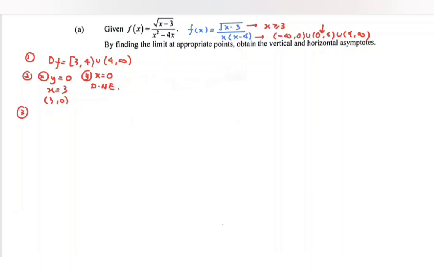Step number 3, focus on the vertical asymptote. Here we are focusing on when x is equal to 3 and also x is equal to 4. So, the limit when x approaches 3 from the left, the limit when x approaches 3 from the right, the limit when x approaches 4 from the left, and the limit when x approaches 4 from the right. So can you substitute into the function?